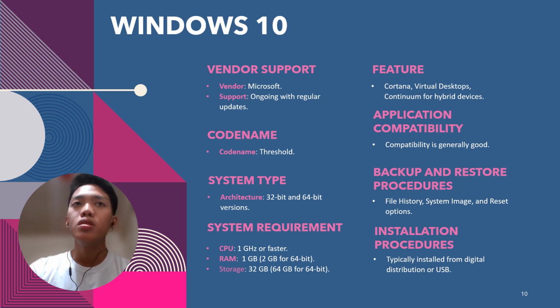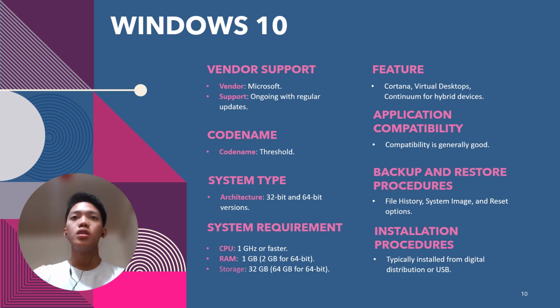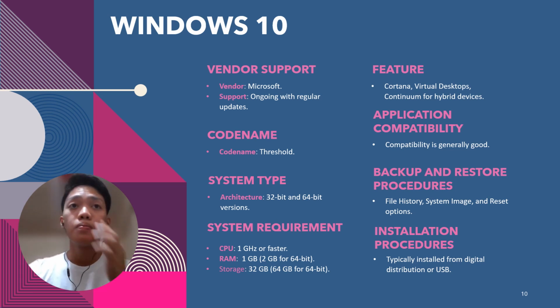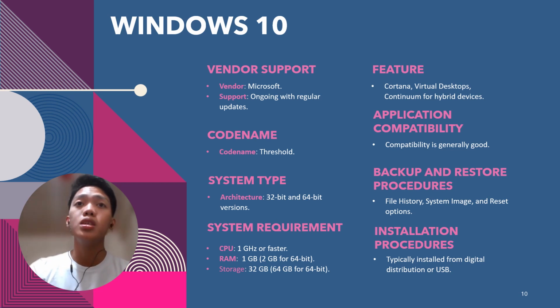Compatibility is generally good. Microsoft prioritizes compatibility, making efforts to ensure a smooth transition for users and developers from earlier Windows versions. Backup and restore procedure. File history, system image, and reset option. The inclusion of file history, system image, and reset option provide users with robust tools for data protection and system recovery. Installation procedure: typically installed from digital distribution or USB. The shift towards USB installation reflected advancements in technology, offering a faster and more convenient installation process.